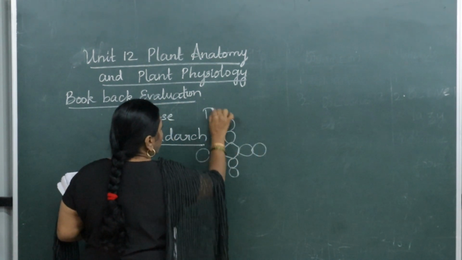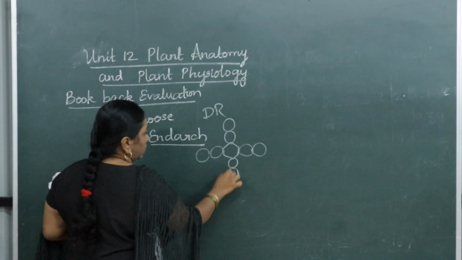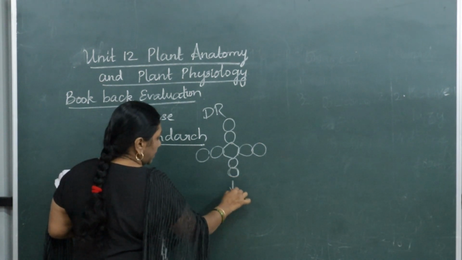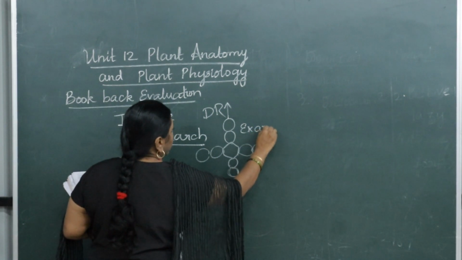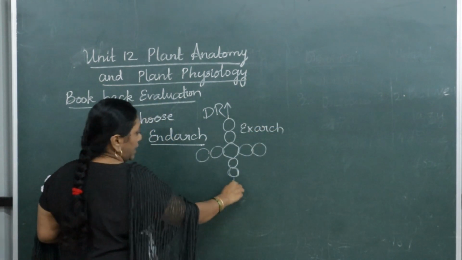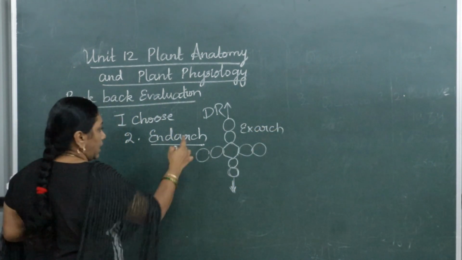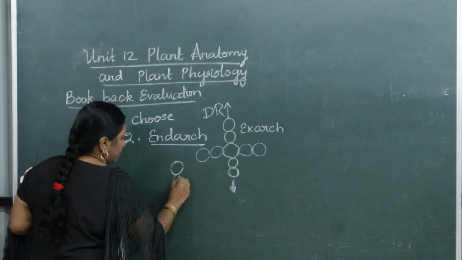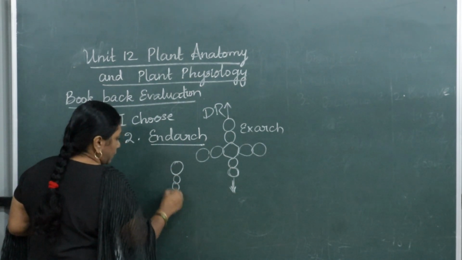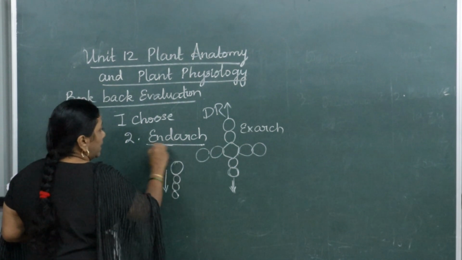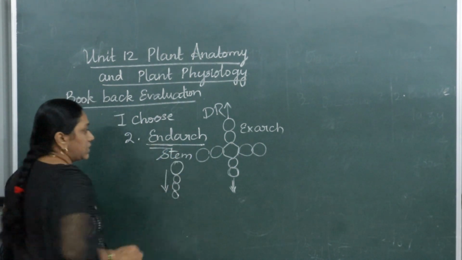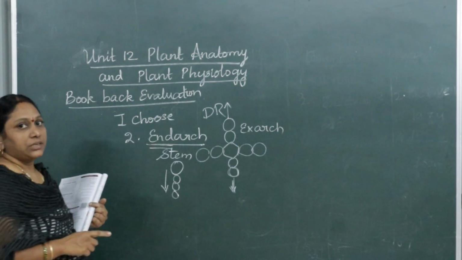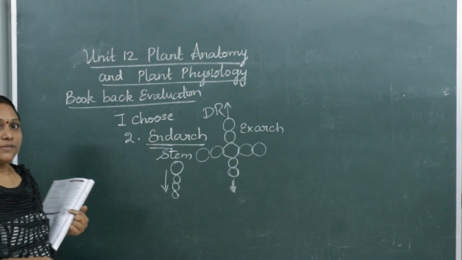In the dicot root structure, when the small cells, the protoxylem, are facing towards the periphery, we call that condition exarch. Exarch, exit, protoxylem outside. In the stem you will have protoxylem towards the center. So the endarch condition is a characteristic feature of the stem. A very important 1 mark question you have to remember.